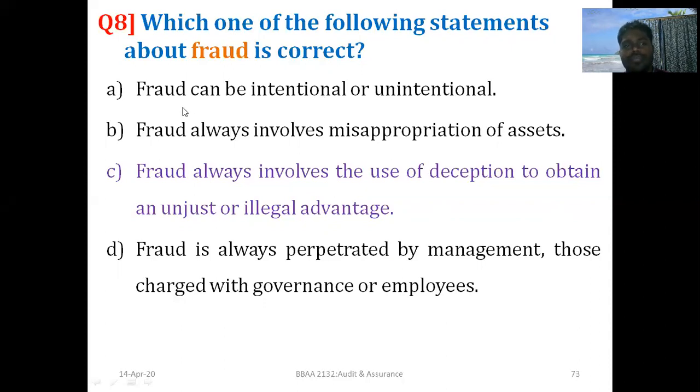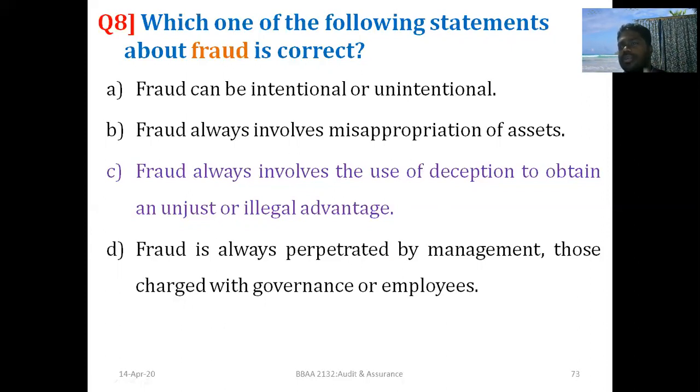So A is rejected. What about B? Fraud always involves misappropriation of assets. Fraud always involves? No, not only misappropriation of assets. There are many examples: manipulation, alteration, intentional misapplication of accounting policies. So we can't say that fraud always involves misappropriation of assets. That's wrong. That's not correct. Then the third one, fraud always involves the use of deception. Okay, directly the answer is there. Simply, everything is in the handout.